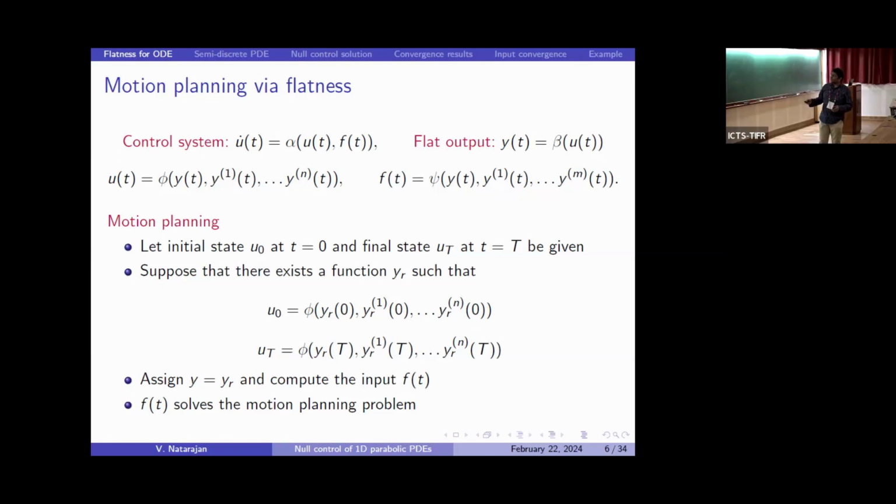Once you do that, you can assign your flat output y to be yr, the function you have found, and then using this formula here, you compute the input f. Then this input will do the transfer. It will take you from u0 to uT. Okay, this is how you do motion planning via flatness.